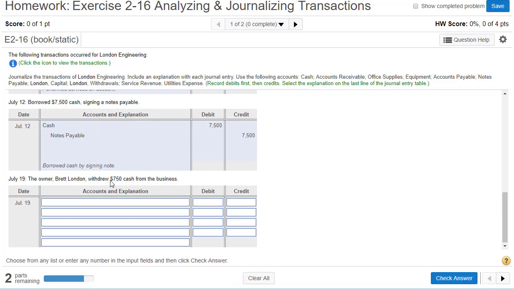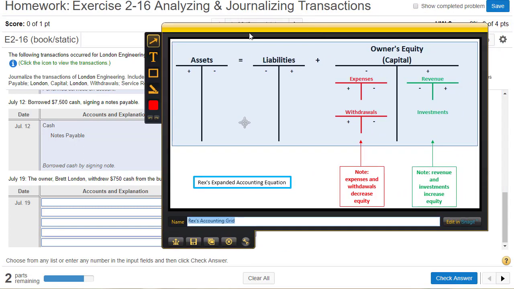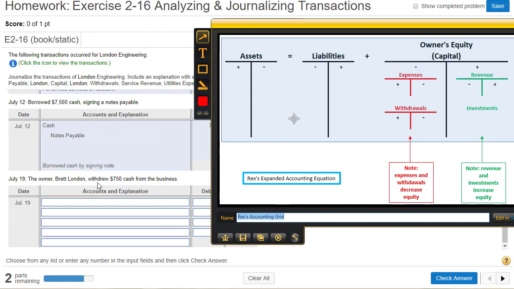July 19th. The owner, Brett London, withdrew $750 cash from the business. So I like to start with cash since it's the easiest to understand. You should understand now where cash is over here. Cash is an asset. So because the owner withdrew $750 cash from the business, does the business have more or less cash? Well, the company has less cash, so cash will be credited.